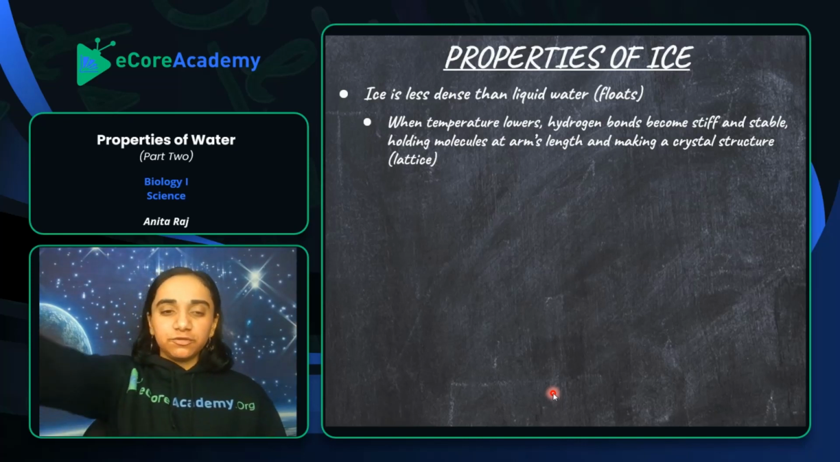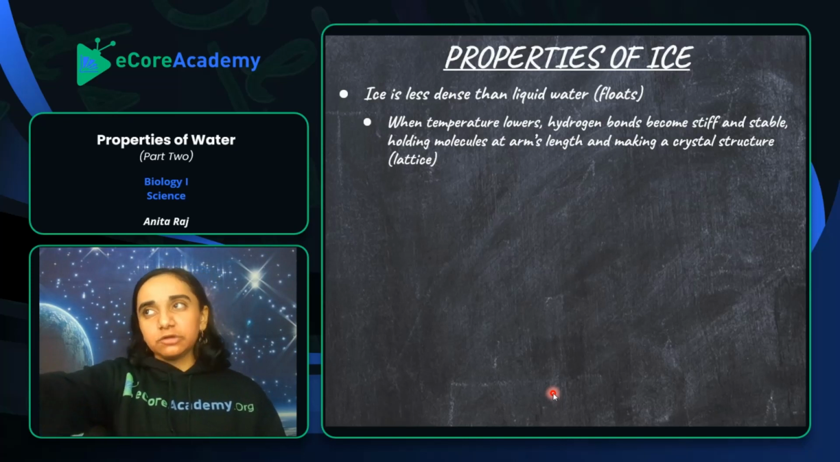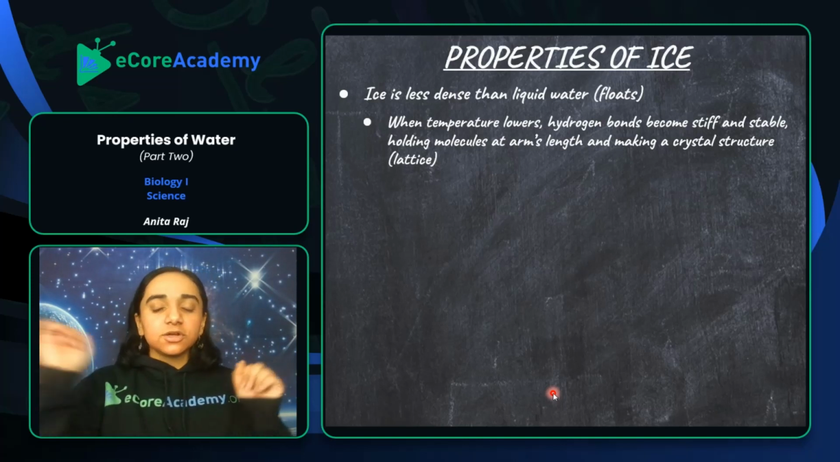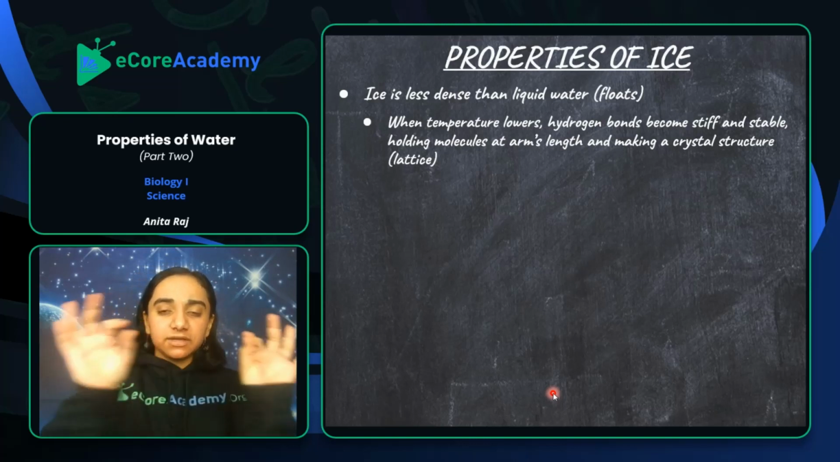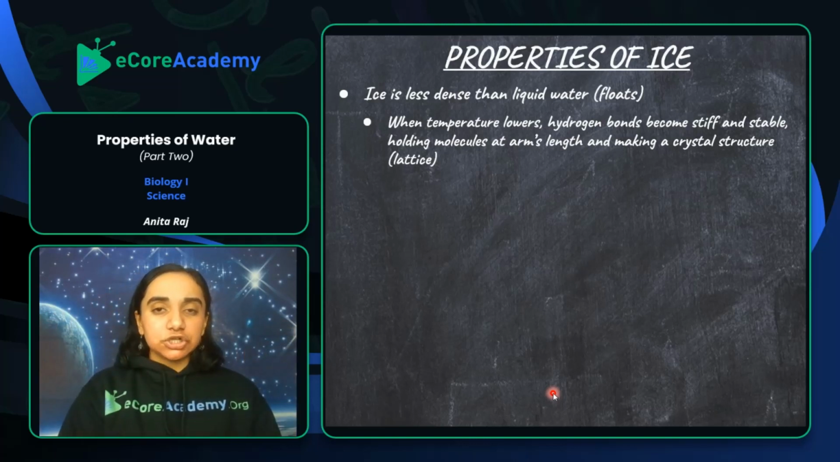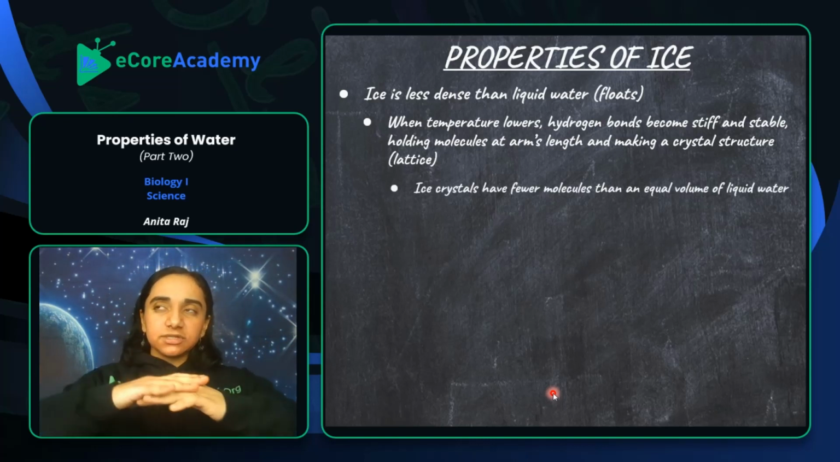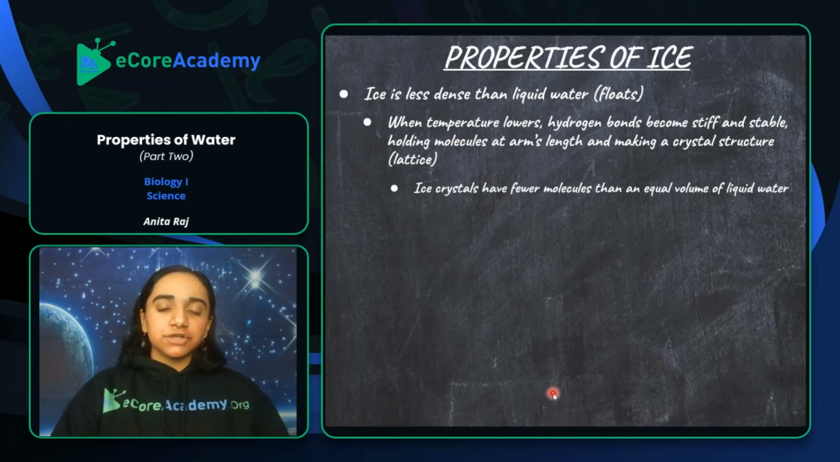If you think of your friend over there and you're just holding your friend at arm's length, think of the water molecules like that, holding each other at arm's length because of the hydrogen bonds. When they assemble in this way, a crystal structure is formed. A crystal structure is also called a lattice. It's almost like overlying crystal structures. If you think of a snowflake, it's very similar to that.